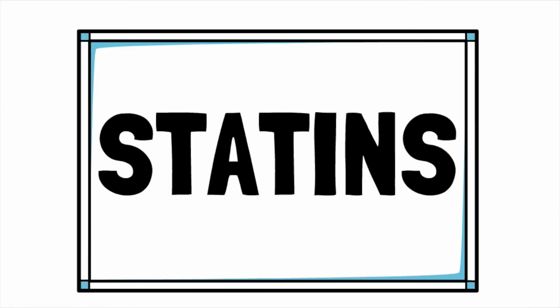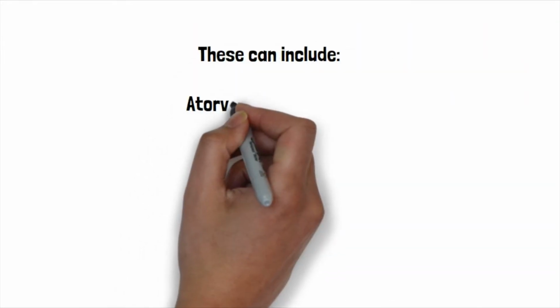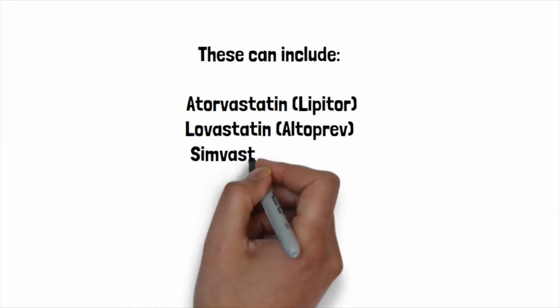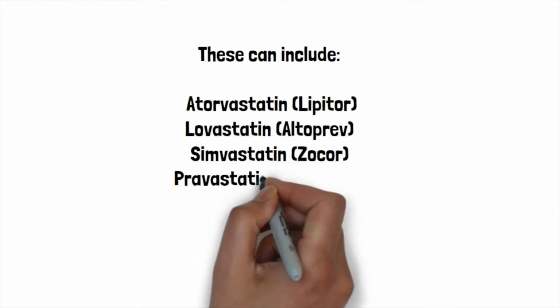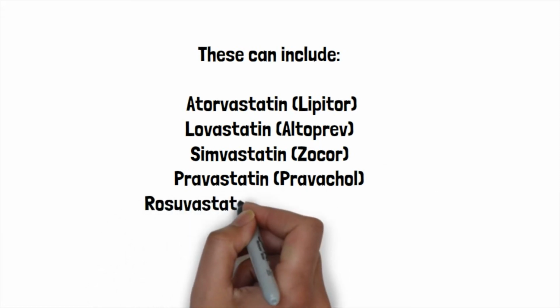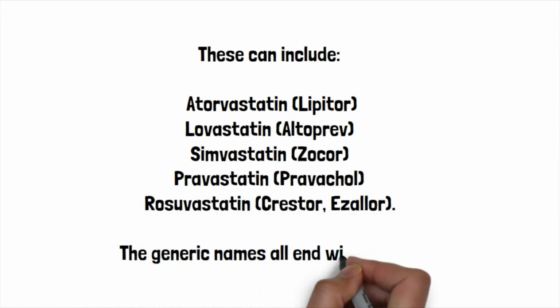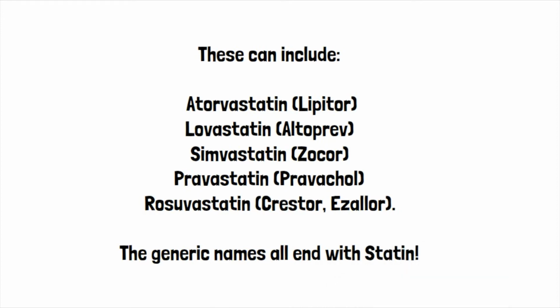Today's topic is a pharmacology review of statins: what they are, the common names, and the side effects. So what are statins? Statins are a class of oral medications that are easily identified because the drug names end with the suffix statin. These include atorvastatin or Lipitor, lovastatin or Altoprev, simvastatin or Zocor, pravastatin or Pravachol, and rosuvastatin or Crestor or Ezallor. The generic names all end with statin.